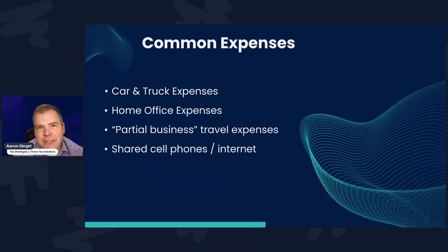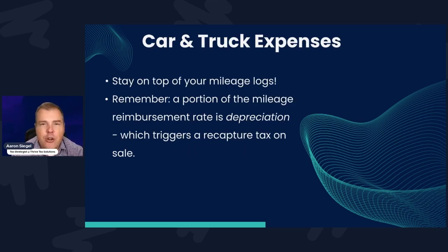Some of the common expenses that we see in these accountable plans are the car and truck expenses, home office expenses, travel expenses where maybe you're mixing some pleasure along with the business, and then shared cell phones or internet. That tends to be the 4 big ones as far as these expenses go. So we're going to break them all down. The first one is car and truck expenses.